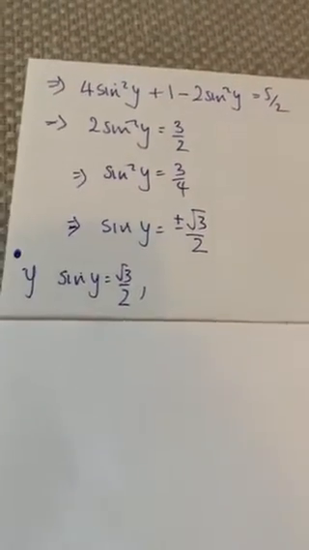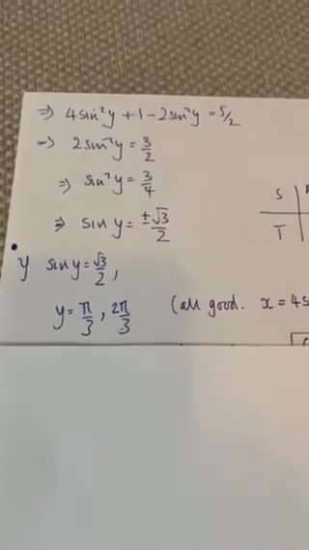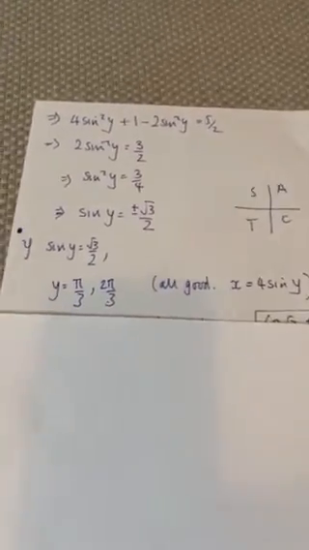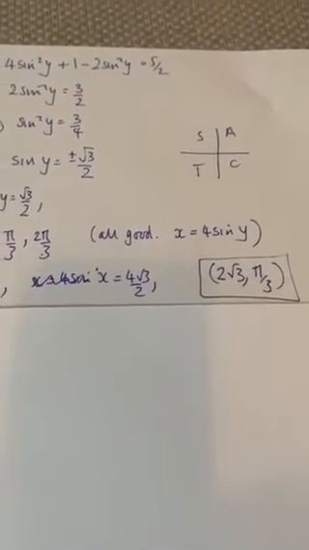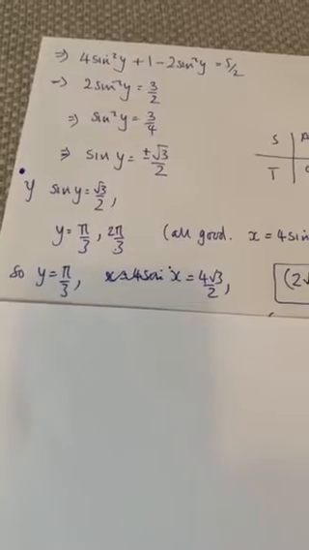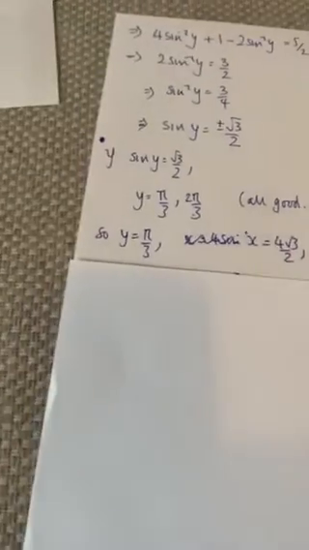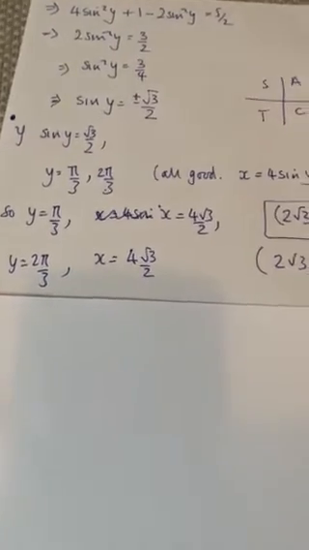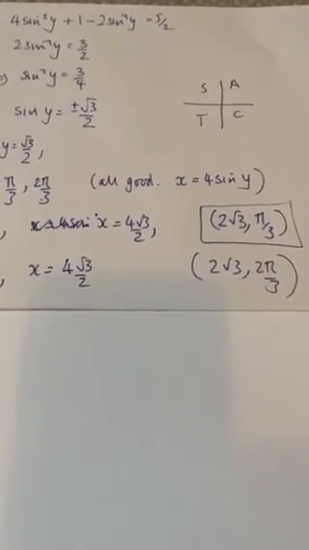So, first of all, if sine y is root 3 over 2, you know you'll get those solutions. Now, they're all good because 4 times the sine of both of those is going to be positive. So, from those y values, putting it into your x condition here, if y is pi over 3, you know x will be 4 times the sine of it, 4 times root 3 over 2. So that's a point. You also know if y is 2 pi over 3, x again is 4 times the sine of y. So again, you're going to get the point 2 root 3 and 2 pi over 3.